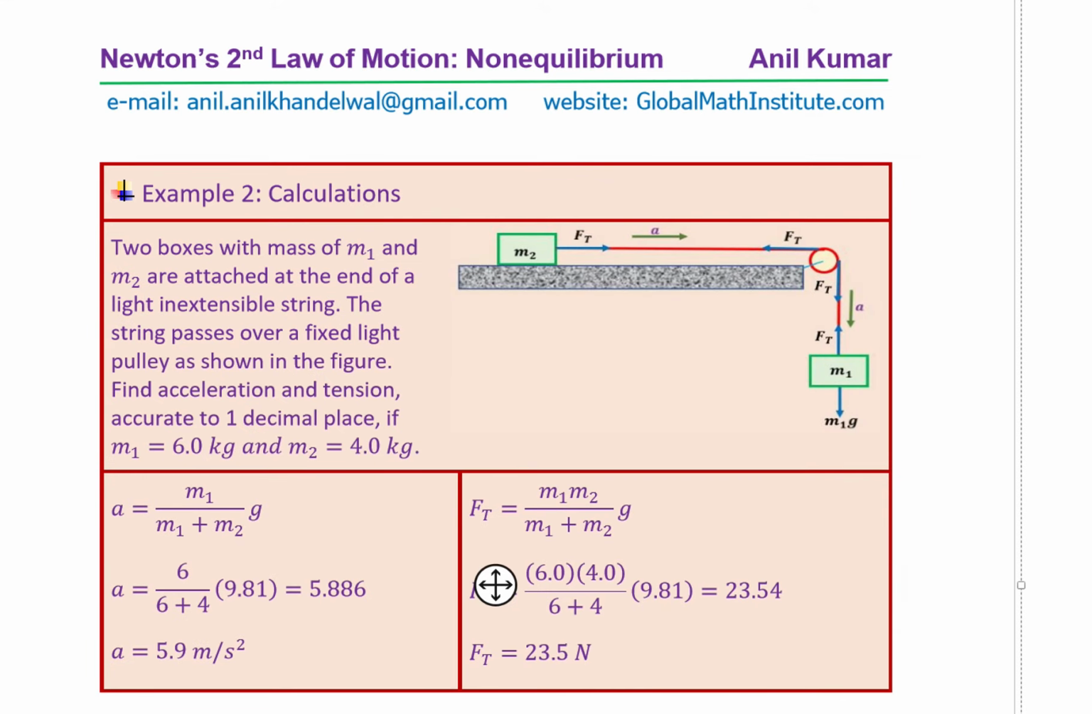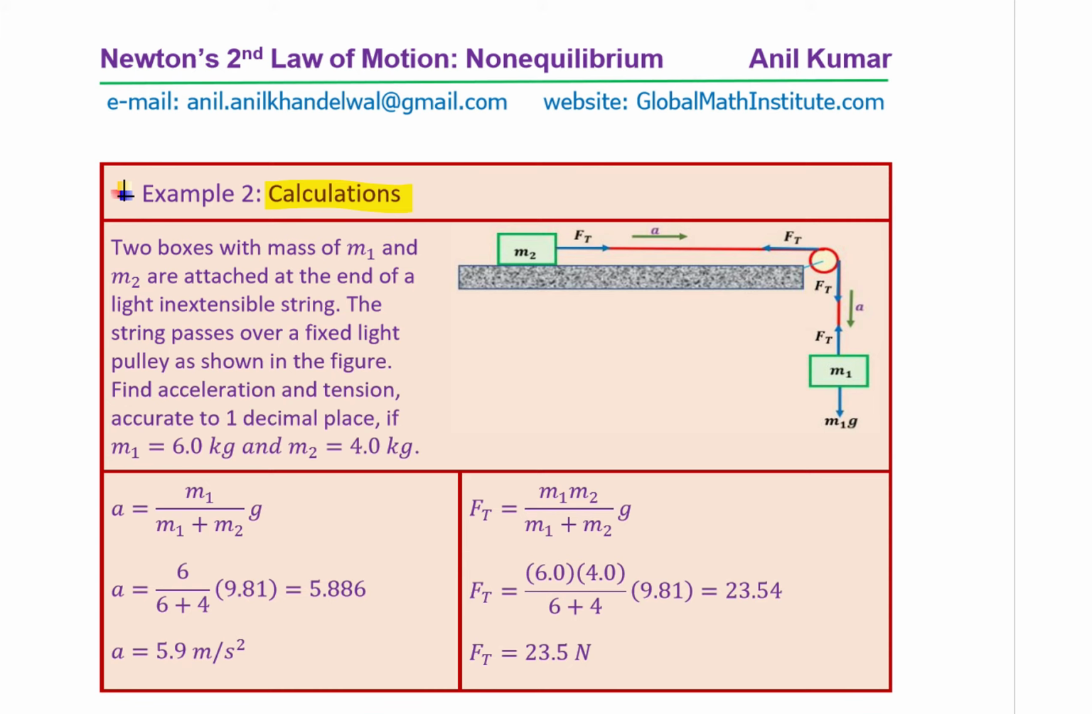So let's move forward. Now what we have done here is we have the same question, but we are trying to do calculations. The idea is that ultimately deriving a formula and then finding the values, using some values, is the thing required in the test, right? So the question now is, two boxes with the mass m1 and m2 are attached at the end of a light inextensible string. The string passes over a fixed light pulley as shown in the figure. Find acceleration and tension accurate to one decimal place if m1 is 6.0 kg, m2 is 4.0 kg, right?